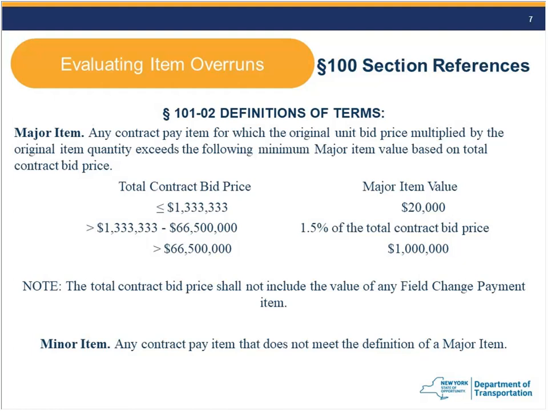So by defining the major item, we've also defined the minor item, because there's only two. An item can either be a major or a minor. So if it's not a major, it's a minor. Okay? Any questions on that? Does everyone kind of understand the difference between the major and the minor item there? Okay, good.